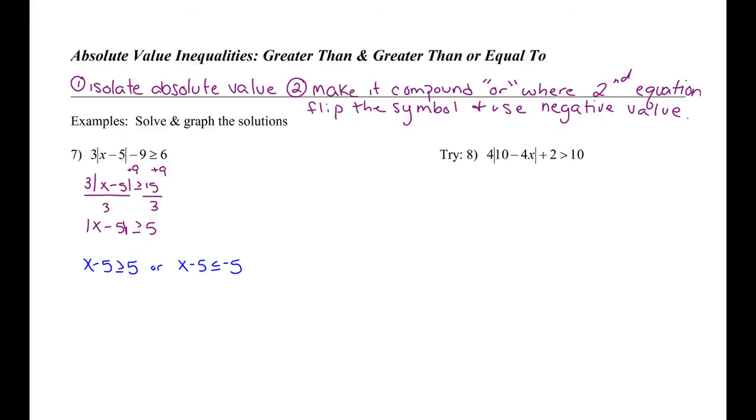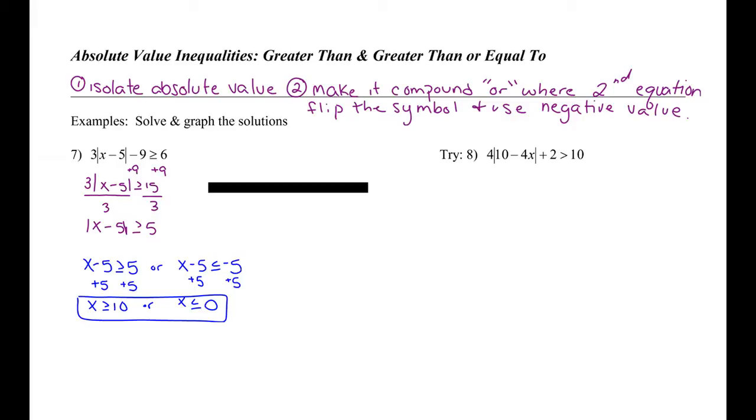I am now going to solve each of these equations on their own. So the first one, I'm going to add 5 to both sides to get x is greater than or equal to 10. Then I'm going to add 5 to both sides in this second equation to get x is less than or equal to 0. And we want to put it on a number line.